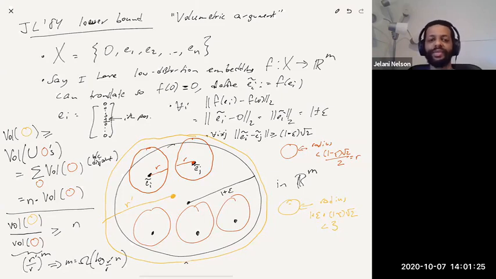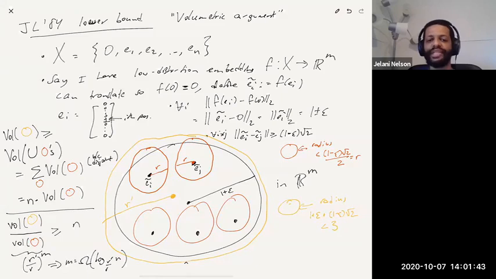And my assumption was that f is a low distortion embedding. It preserves all the distances up to 1 plus or minus epsilon. Therefore, the distance between e_i tilde and e_j tilde, which are the embedded versions of e_i and e_j, has to be at least 1 minus epsilon root 2, right?